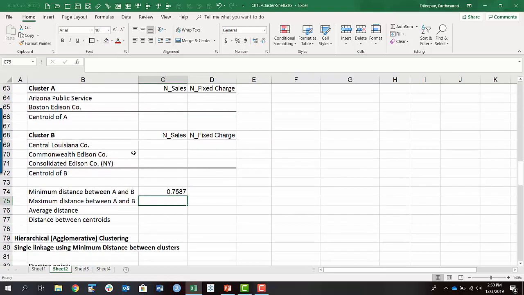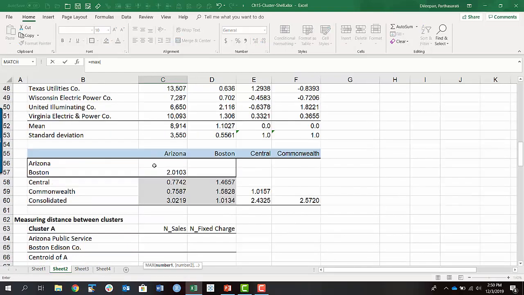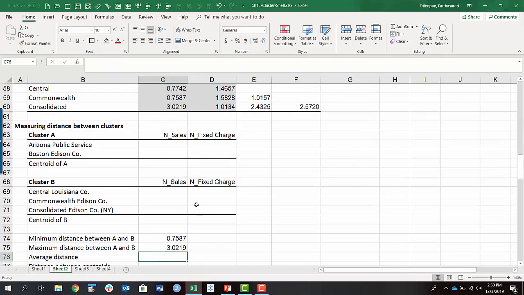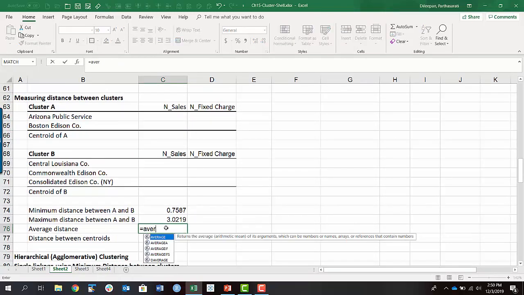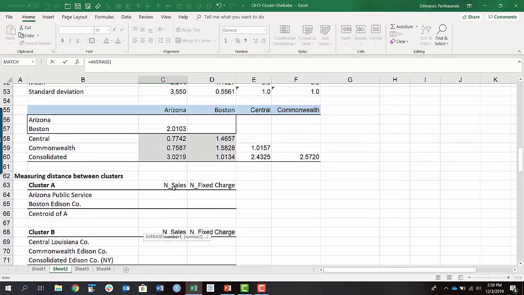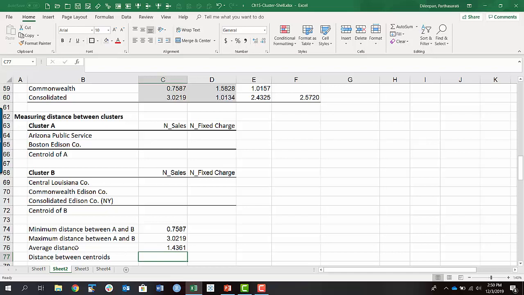If you use the maximum distance measure, of course, then you will do the max of the same thing. Now average distance: again we have the individual pairwise distances, so all you have to do is find the average. If you want to use the average distance, then this is the distance between those two clusters.